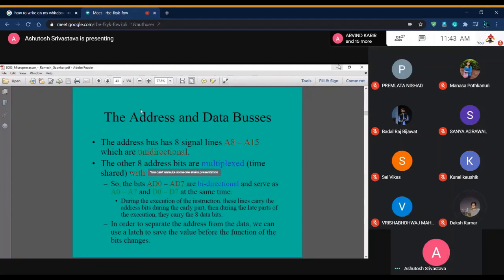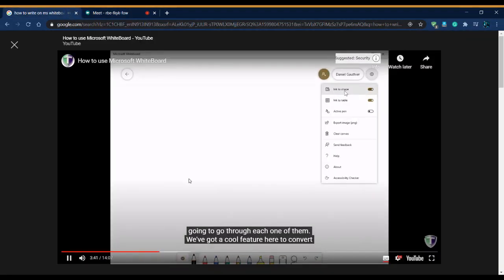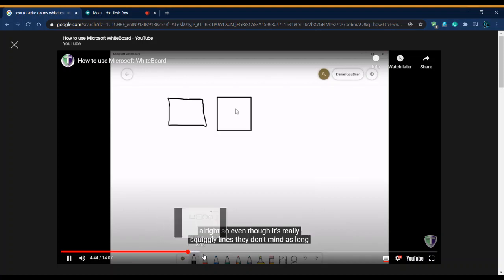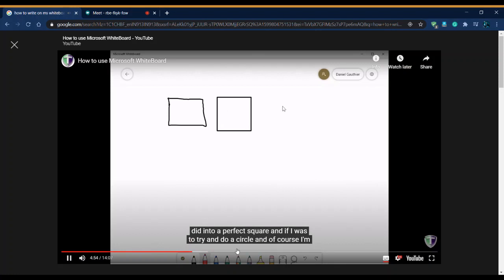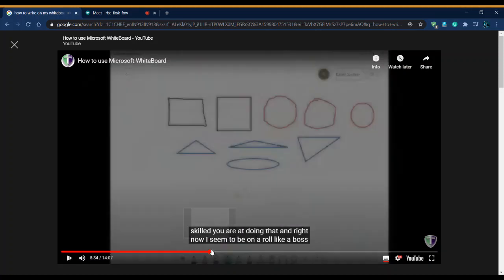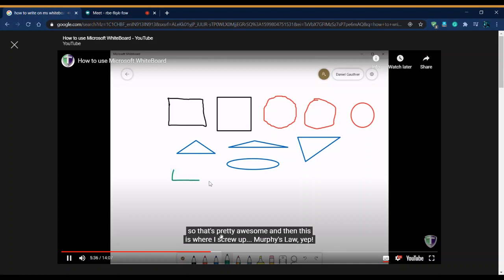Of different options here to look at. They're and the we'll go multiplex through ones. each one of them. Yeah, so what We've got a cool pin feature numbers are we here to referring to in the convert pin diagram? the These are shapes pin that number. we draw into So wait, proper let me check shapes. it out. If you really screw up and want to start over, they don't mind as long as it connects properly. So you can see that it converted the These are horrible square I 0 did to into 7. a perfect square. 0 to And 7. if I was right now, I seem to be on a So the roll like pin numbers boss. are 12 to So that's 19. pretty awesome. And then this Okay, is where I okay, screw up. okay, Murphy's Law. Yep. Anyway, there are How about some the rest of the class?